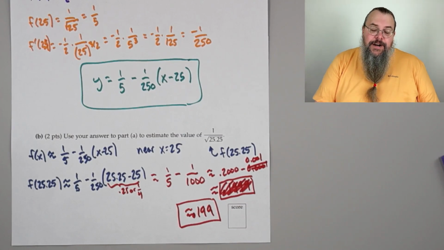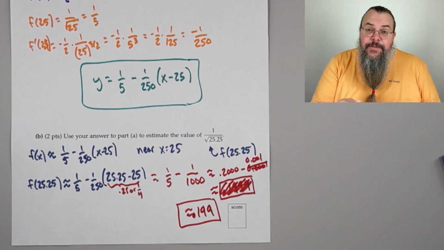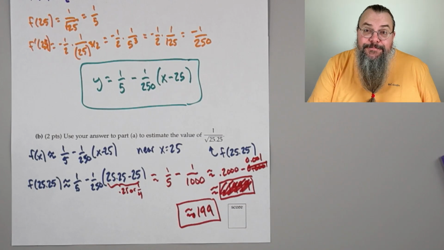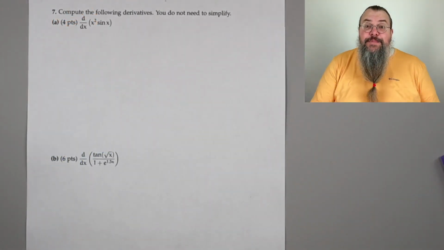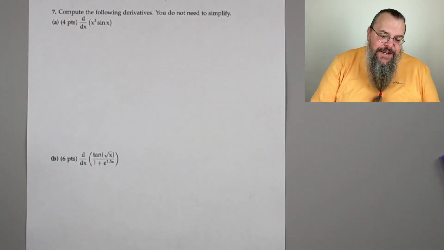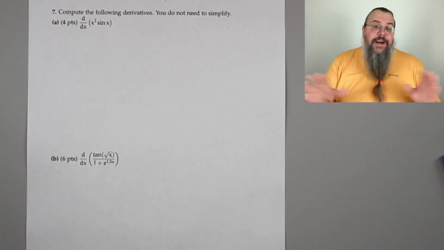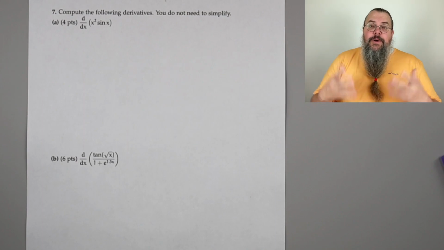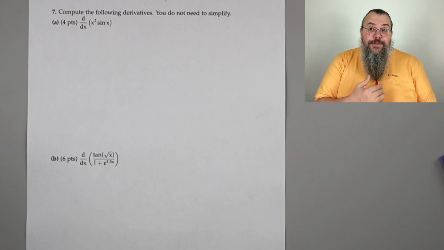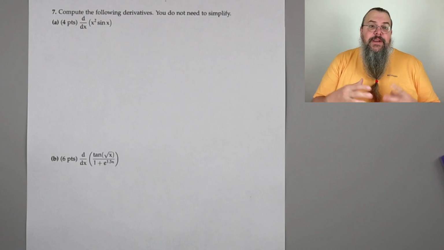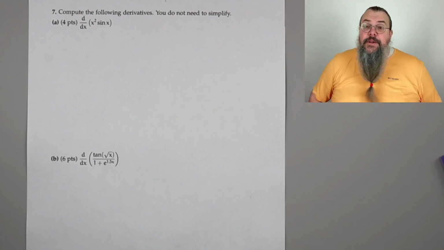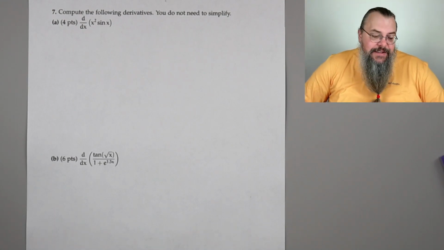And on to our next problem, our final problem. Our last problem. These go by so quickly. Okay, compute the following derivatives. You do not need to simplify. So what we're going to be working on is our rules. And we really want to dig into our rules and make sure we understand them. Okay, so part A, the derivative of x squared sine of x.